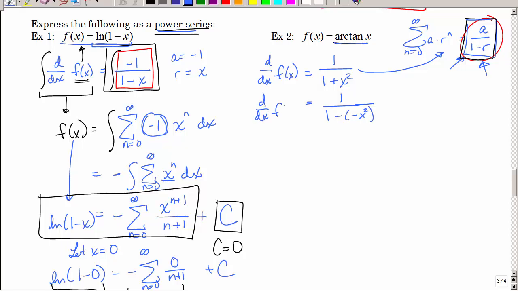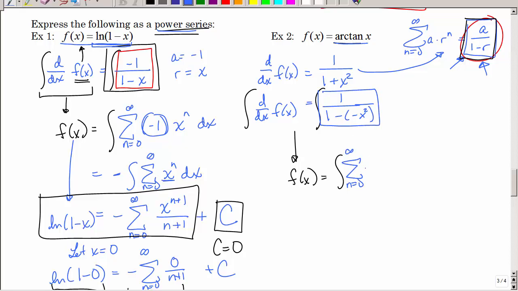So if that is my derivative of my function, to get back to my function, I can integrate both sides. And so again, that would give me my function. And now I'm going to rewrite this part as a power series. A, which is 1, times r to the nth power. I might want to take out that constant, so I'm going to write this as negative 1 to the nth power, and then I would just have x to the 2n, because remember I can multiply that.